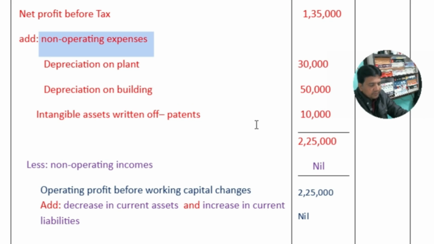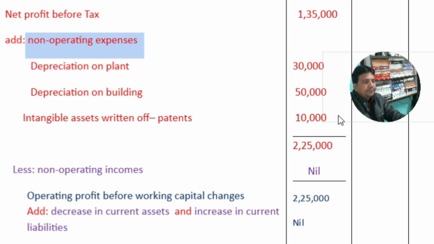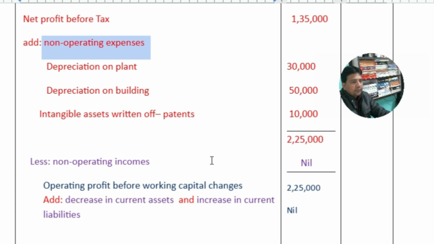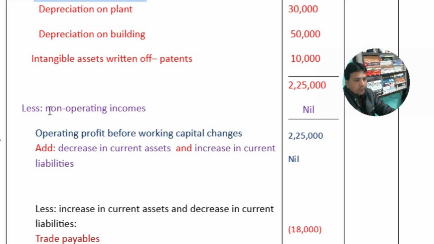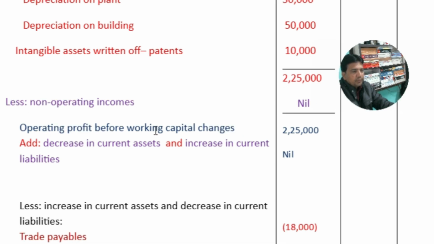And the intangible asset is patents. It decreased from 30,000 in the year 2023 to 20,000 in the year 2024. The difference in value is 10,000, so it is written off. Now 1,35,000 plus 30,000 plus 10,000, so the total is 2,25,000. In this problem there are no items under non-operating income, so it is nil. The operating profit before working capital changes remains the same, 2,25,000.